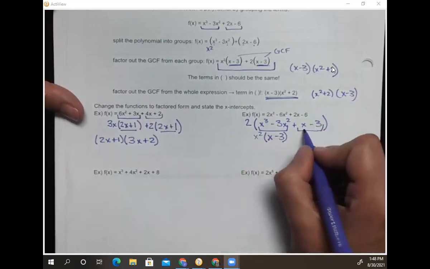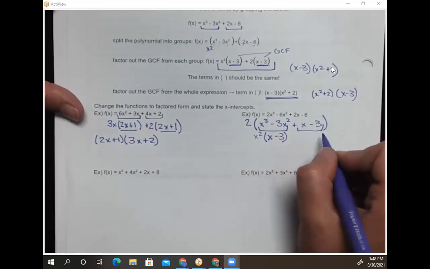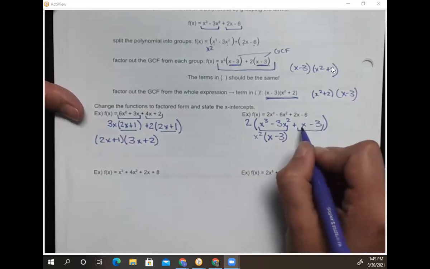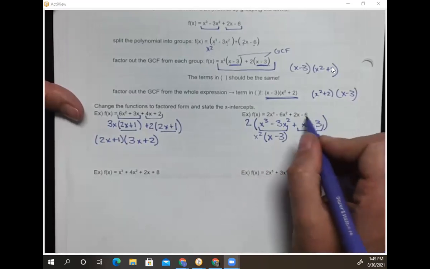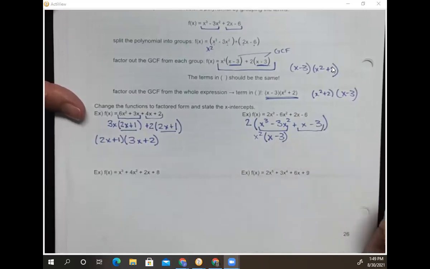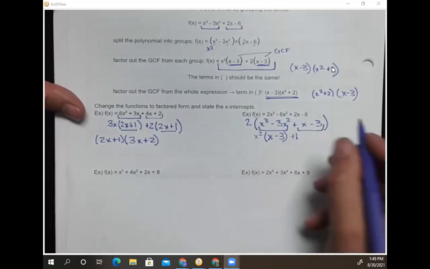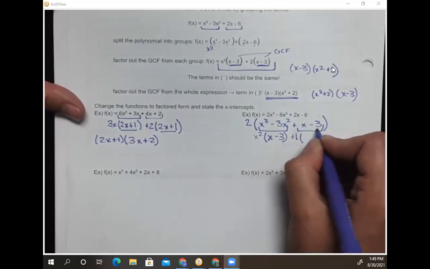For my second group, I actually don't see an obvious common factor here. They both don't have x. They're both not divisible by 3. So if I don't have an obvious GCF here, that means that my GCF is only 1. So I've got a GCF of positive 1 here. If I factor positive 1 out, I'm left with x minus 3.